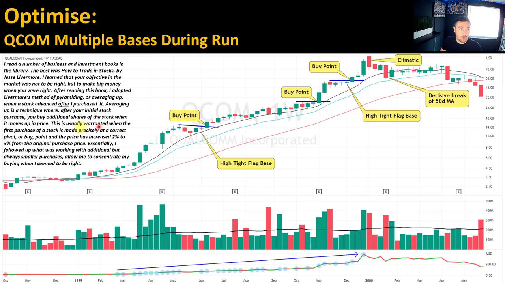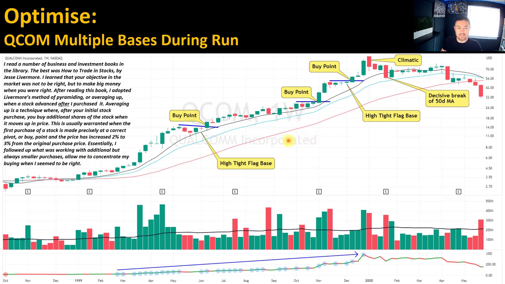This is usually warranted when the first purchase of the stock is made precisely at a correct pivot or buy point and the price has increased 2-3% from the original purchase price. Essentially, I followed up what was working with additional but always smaller purchases, allowing me to concentrate my buying when I seemed to be right.